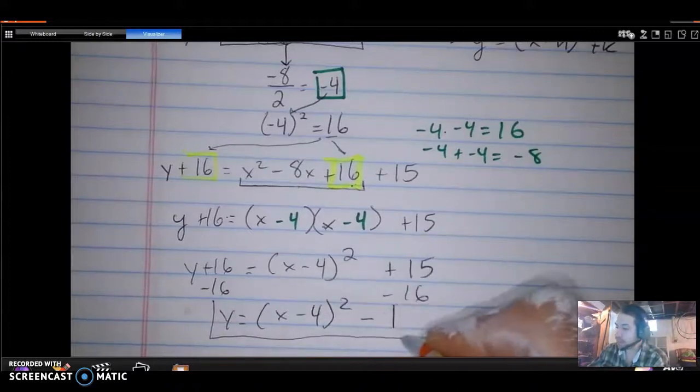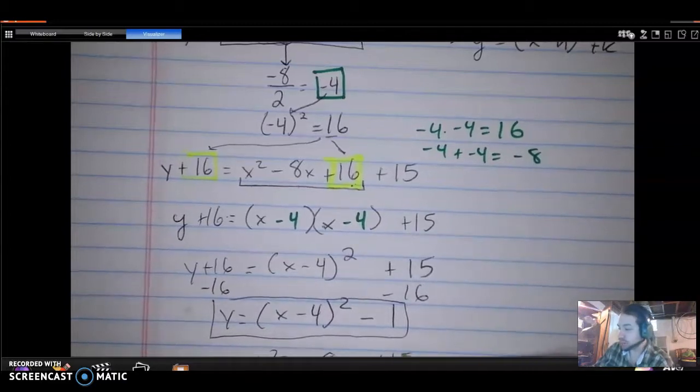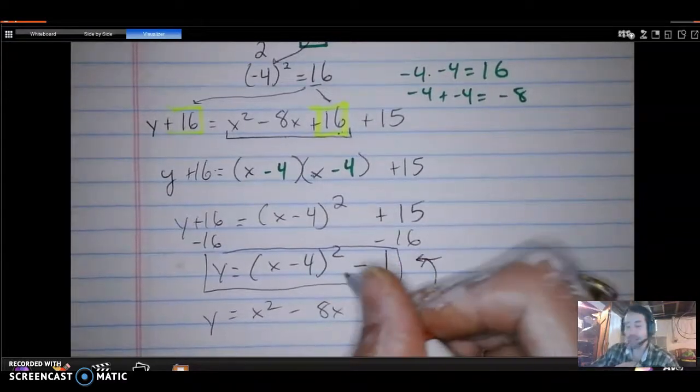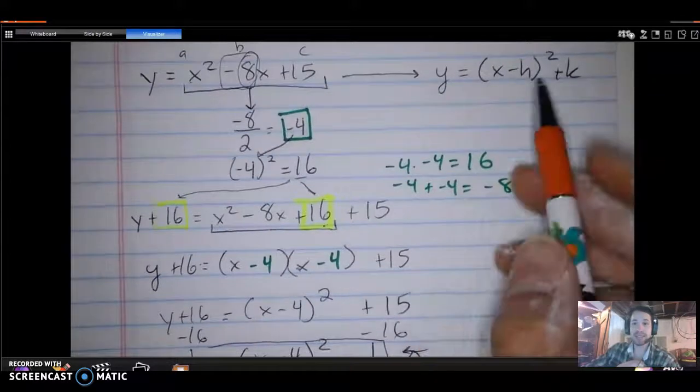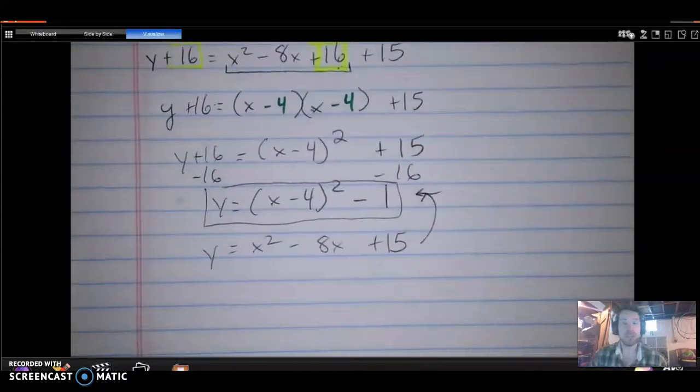We now have our equation, y equals x squared minus 8x plus 15, in a different format, in this x minus h squared plus k form. Very, very helpful here. We're going to look at another example in the next video.